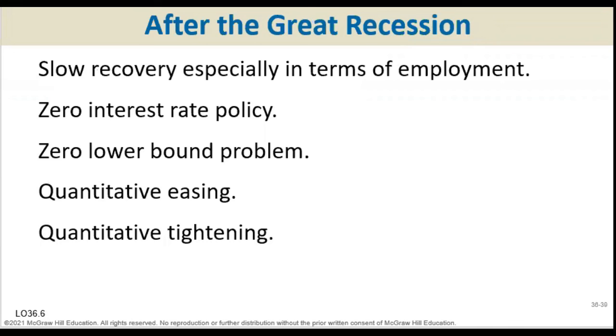So here are some of the things to know from after the recession. To help stimulate the economy after the Great Recession, the Fed implemented the zero interest rate policy, quantitative easing, Operation Twist, and forward guidance. Let's cover the first one. Under the zero interest rate policy, the Fed aimed to keep short-term interest rates near zero to stimulate the economy.